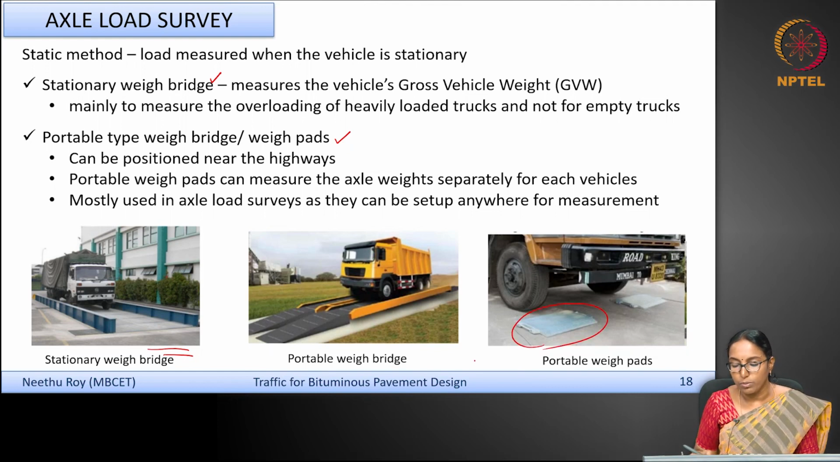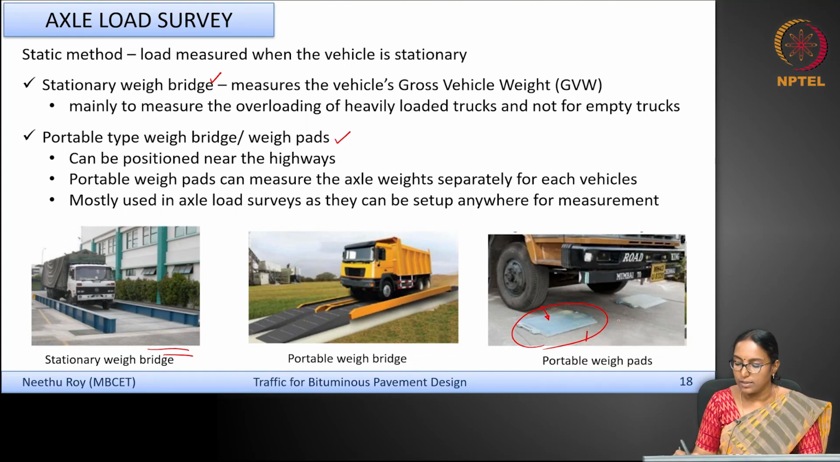In the case of a portable weigh pad like this, you can measure the axle loads separately. Suppose it is a tandem axle, you can first ask the driver to move the first wheel of the tandem axle on top of this weigh pad. You can measure that, and then you can move the next wheel and measure the load. So, for each axle, you can measure the vehicle loads separately.